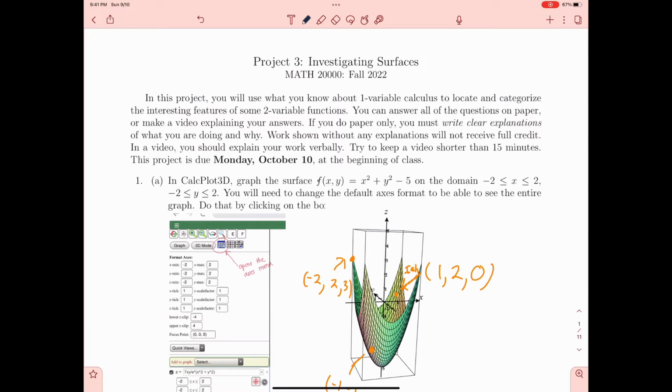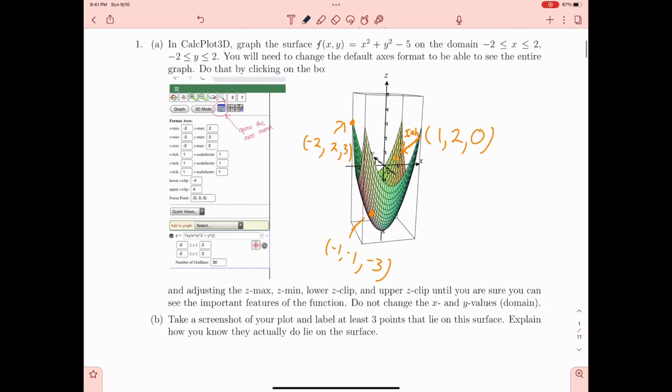Alright, so the first task of this project is to graph x squared plus y squared minus 5 on the domain negative 2 to 2. So, as you can see below, there is our graph.